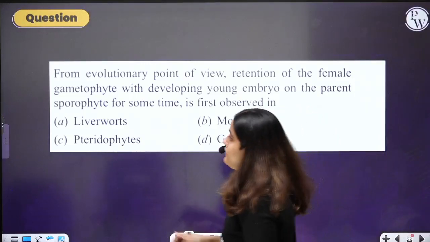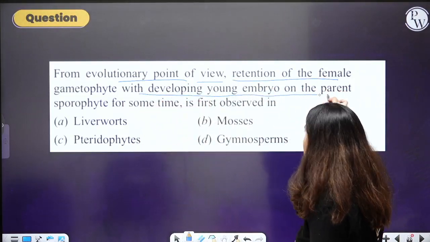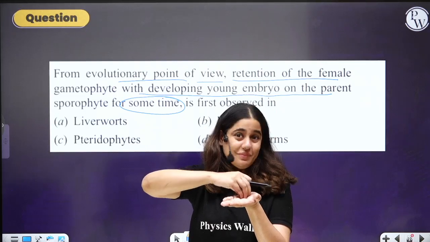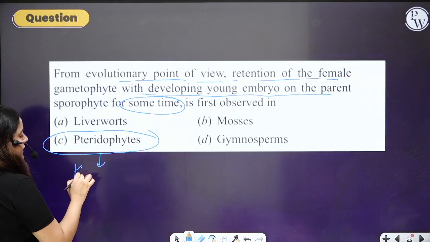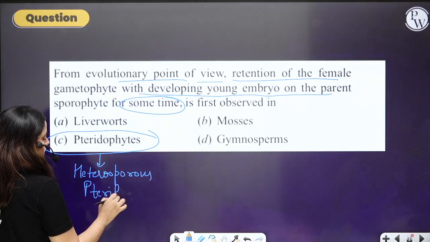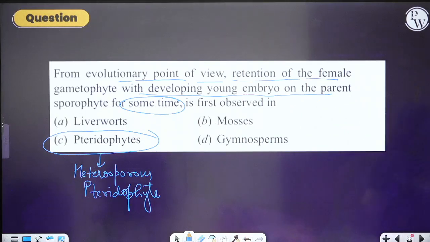So now the question is, from the evolutionary point of view, the retention of the female gametophyte with the developing embryo on the parent body for some time. I told you this is the parent body. The female gametophyte is formed on the parent body for some time, and that occurs for the first time in pteridophytes, or especially heterosporous pteridophytes. So if the option comes pteridophyte, you will choose pteridophyte. If the option comes heterosporous pteridophyte, then you will choose heterosporous pteridophyte. It depends upon the option. Both are correct, pteridophyte or heterosporous pteridophyte.